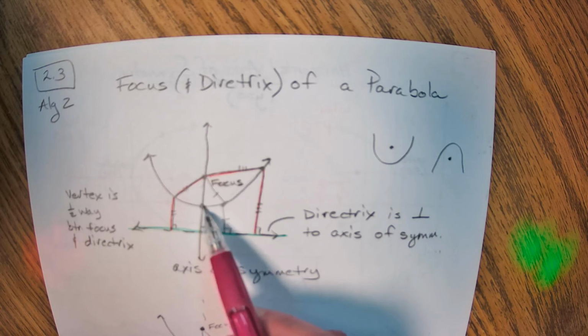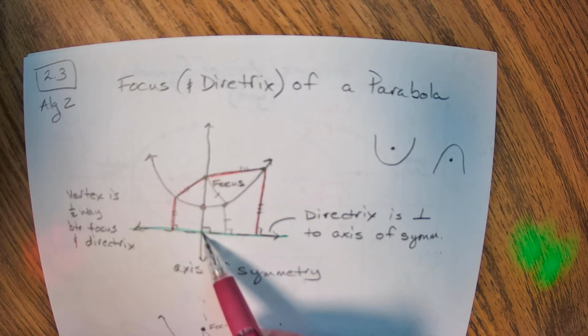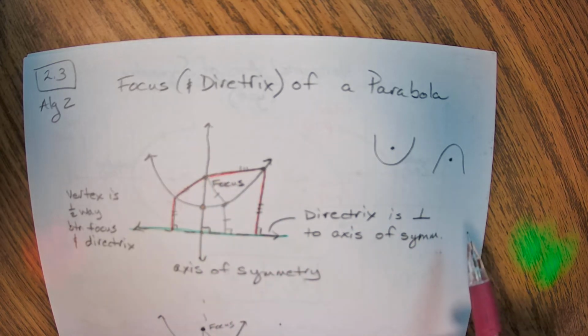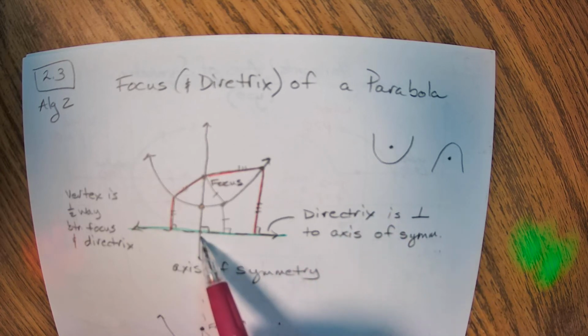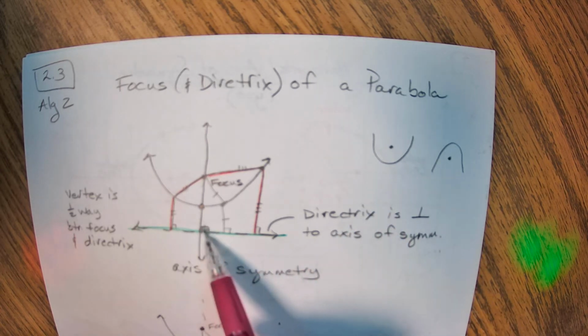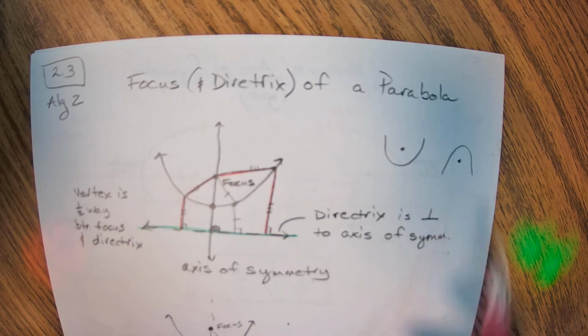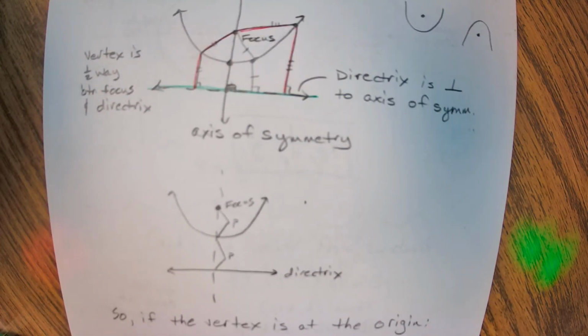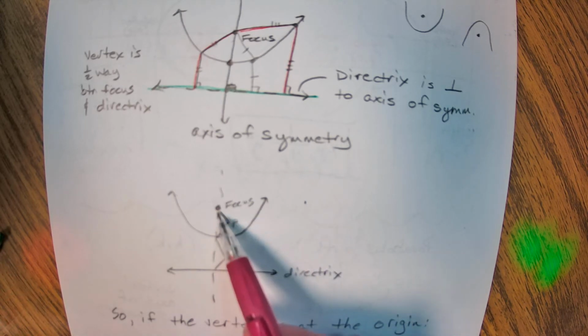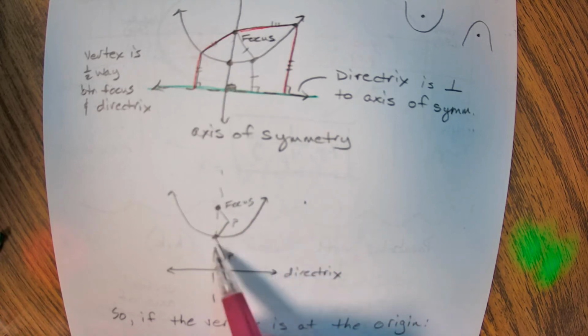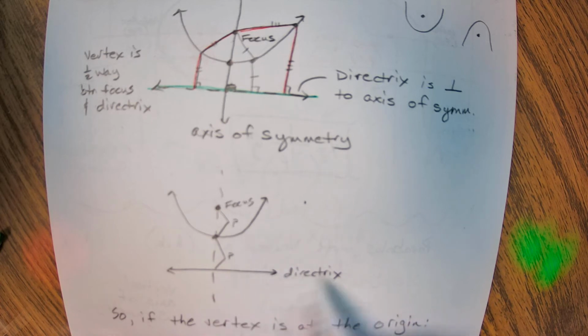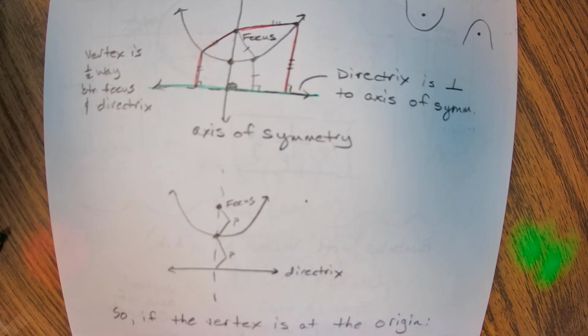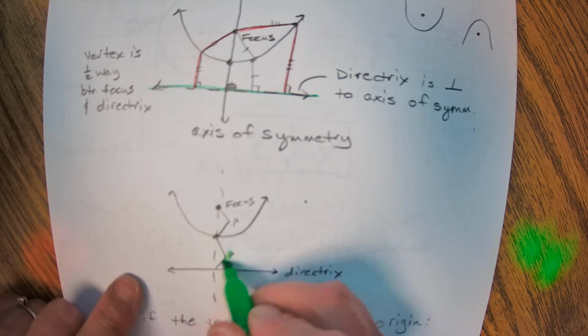Keep in mind that the vertex is halfway between the directrix, this horizontal line right here, and the focus. And the directrix is always perpendicular to the line of symmetry. All right, so now let's look at the distance from the focus to the vertex and from the vertex to the directrix. And that distance is called P.